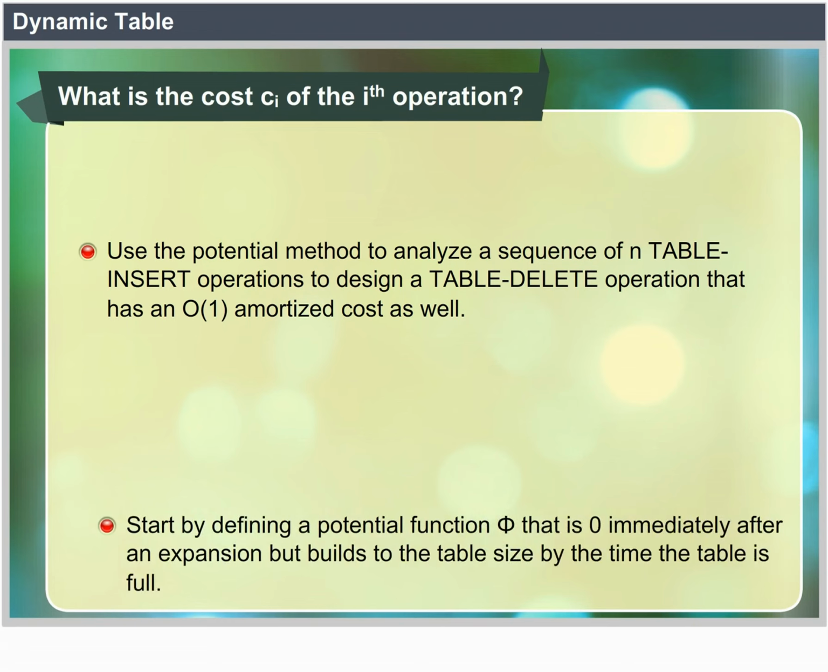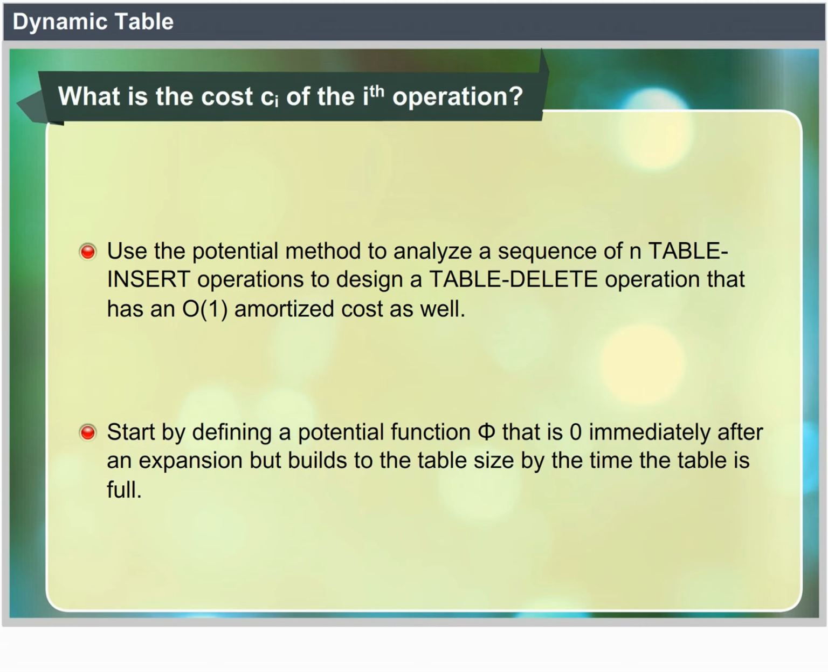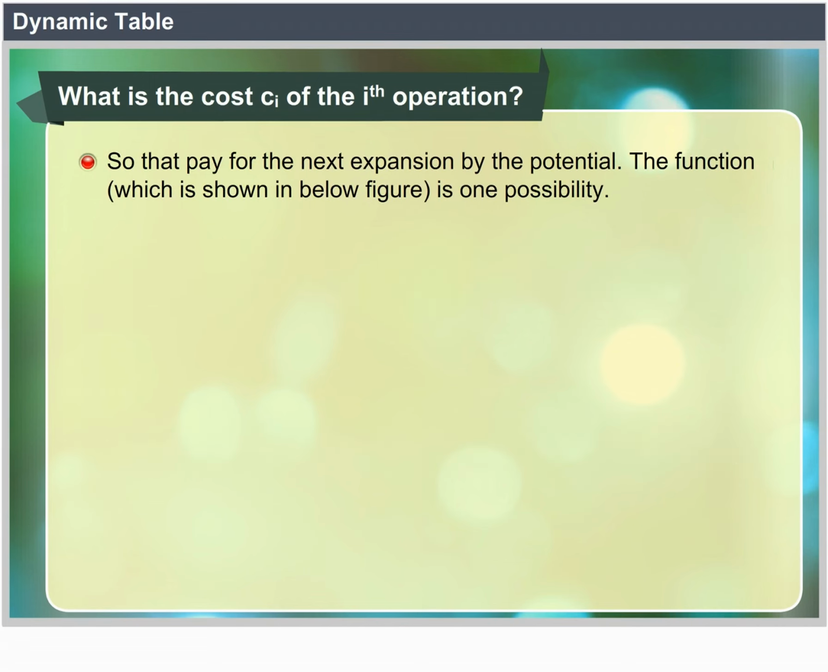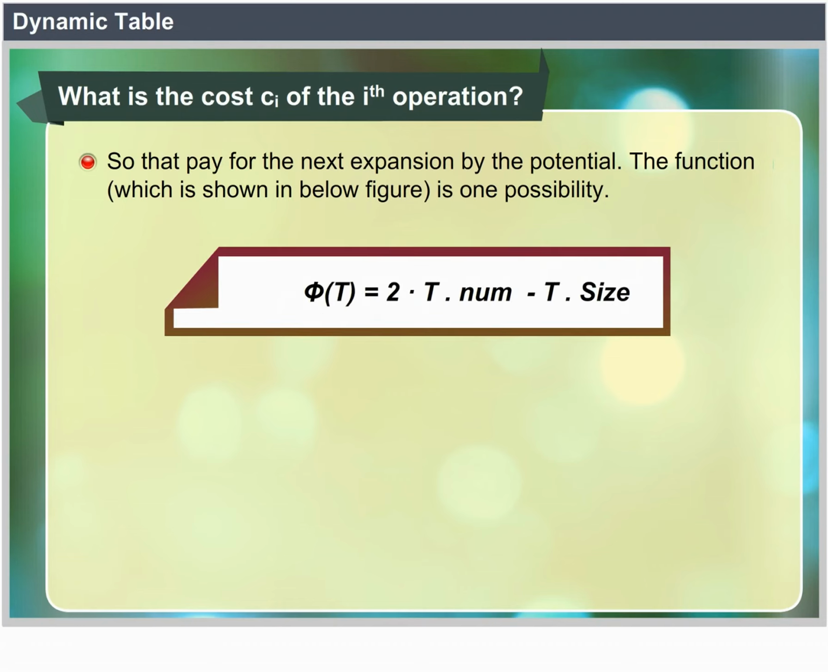Start by defining a potential function phi that is 0 immediately after an expansion, but builds to the table size by the time the table is full, so that the potential can pay for the next expansion. The function phi of t equals 2 t.num minus t.size is one possibility.